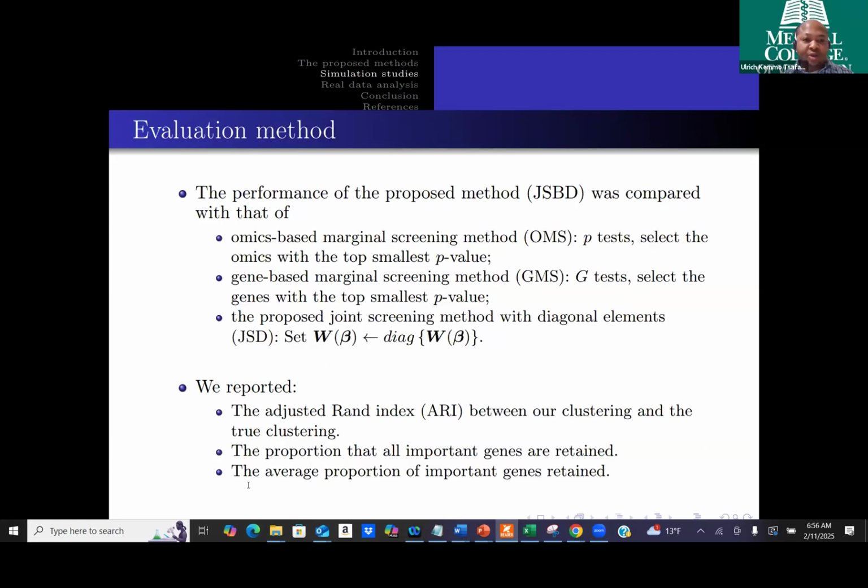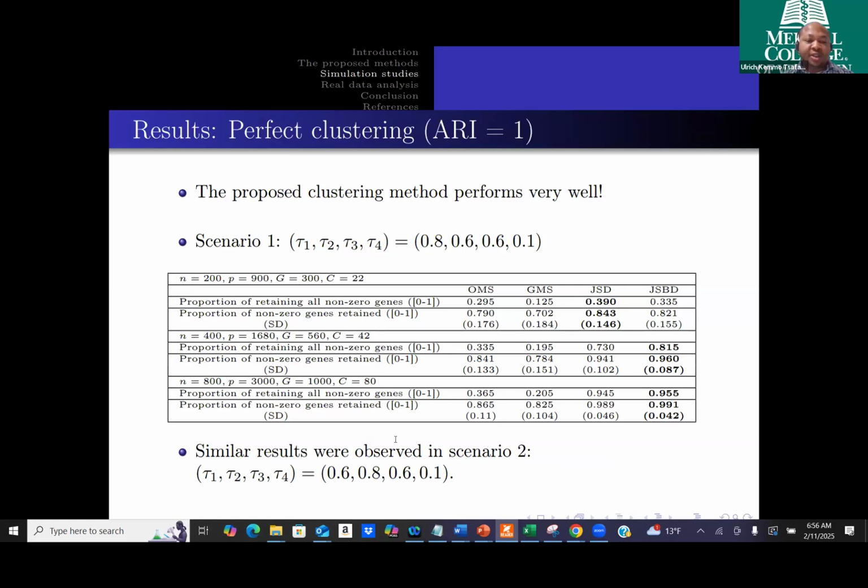We evaluate the performance of the method compared to the gene-based marginal method and the omic-based marginal method. We also want to compare it with the proposed method when, instead of using the block diagonal as shown previously, we use the diagonal of the matrix. What we reported is the adjusted Rand index between the true clusters and the predicted clusters. We also reported the proportion of times that all important genes were selected, and the average proportion of important genes retained. So these are the results for the first scenario.